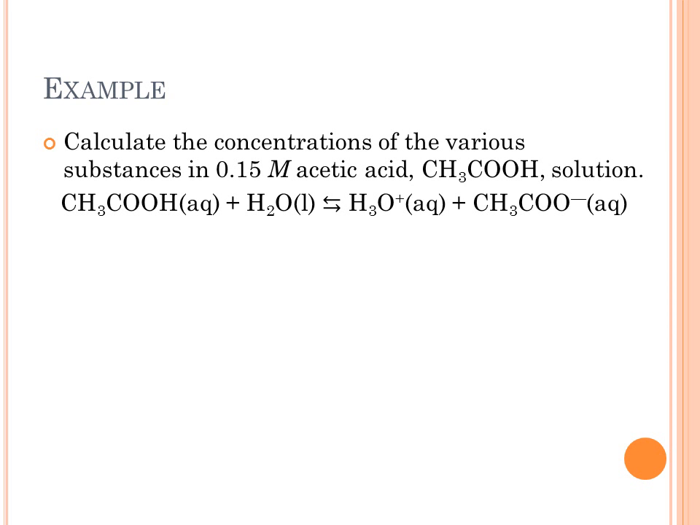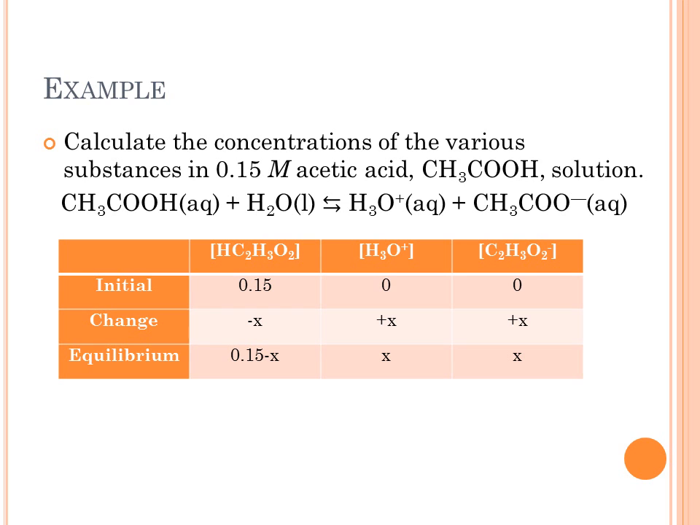So let's look at another example. Calculate the concentrations of the various substances in acetic acid solution. So we've got acetic acid plus water going to hydronium ion and acetate ion. We get a 0.15 molar solution initially before any ionization occurs. So we can set up initial conditions where the initial concentration of acetic acid is 0.15, 0, and 0. But unlike the previous problem, we don't know anything about where we end up.